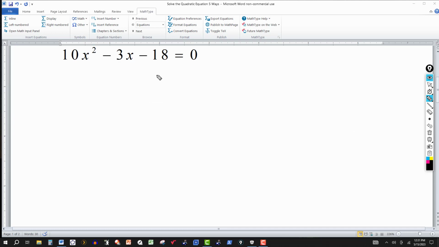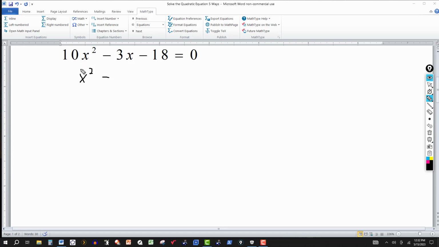Now the next method is the method of completing the square. And that's how the quadratic formula was derived. They took an equation of the form ax squared plus bx plus c equal to 0, and they completed the square and they generated the quadratic formula. So for this to work nicely, one way to do it is just divide everything by the coefficient of the x squared. Makes it easier to complete the square. So I'm going to divide everything by 10.